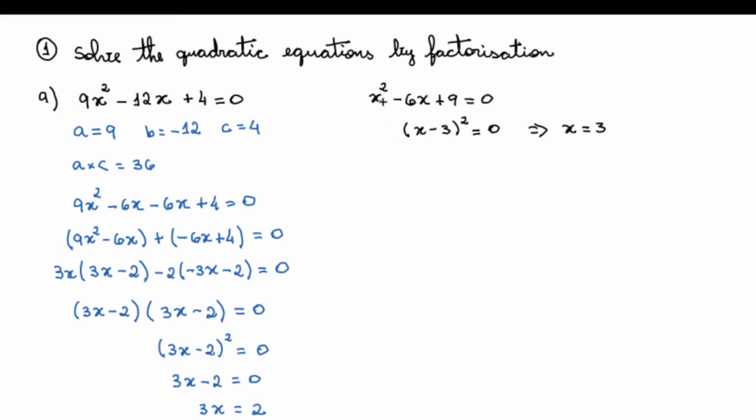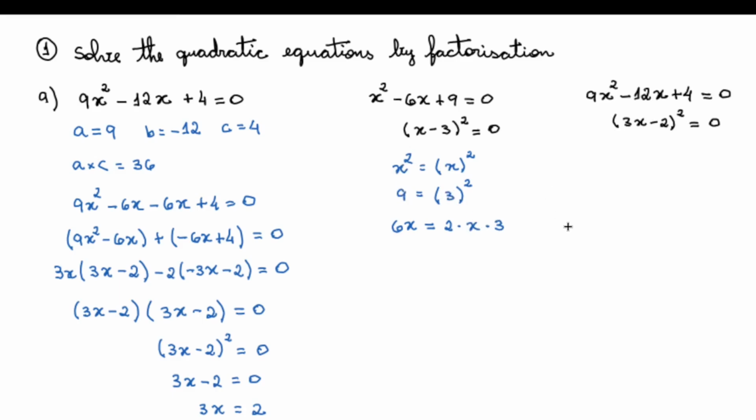For example, in this equation, the first term is a perfect square of x, and the last term, 9, is a perfect square of 3. The middle term, 6x, is twice the product of the square roots of the first and last terms. It means it is 2 times the square root of the first term, which is x, and the square root of the last term, which is 3.